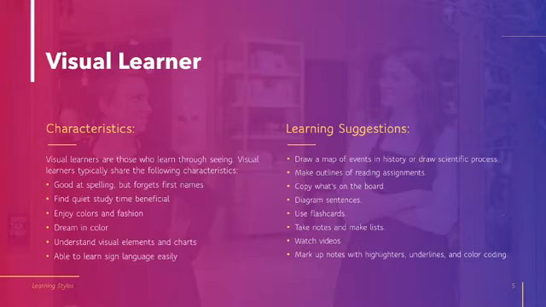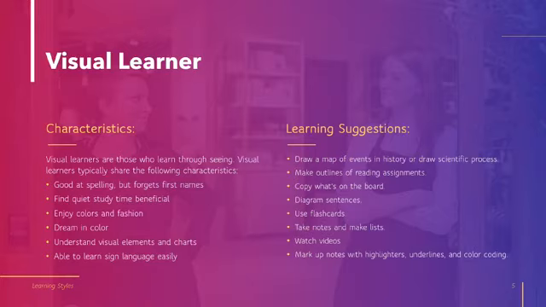Learning suggestions. Things that would help you learn as a visual learner: drawing a map of events in history or drawing a scientific process. So putting something into a visual reference will help a visual learner. Make outlines of reading assignments. Copy what's on the board. Whatever the training specialist is writing down, if you're copying it down, you're looking at those words, you're using your vision, and that helps you better understand that.